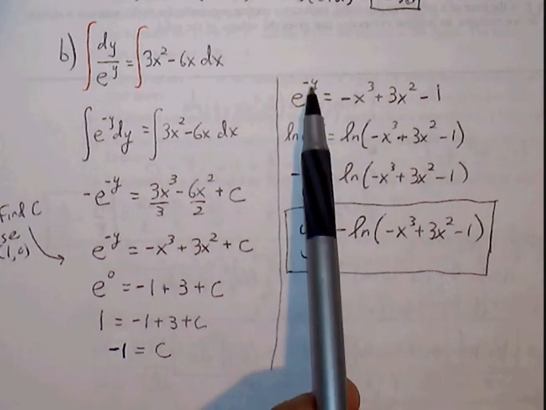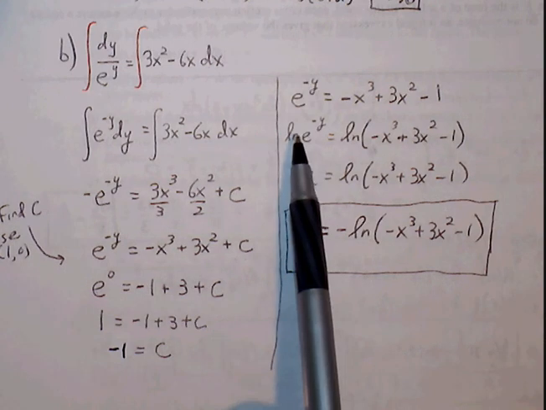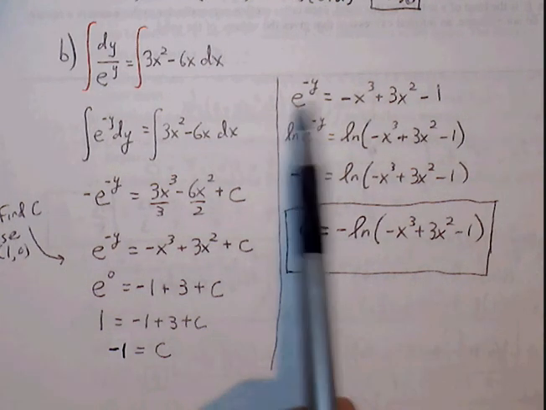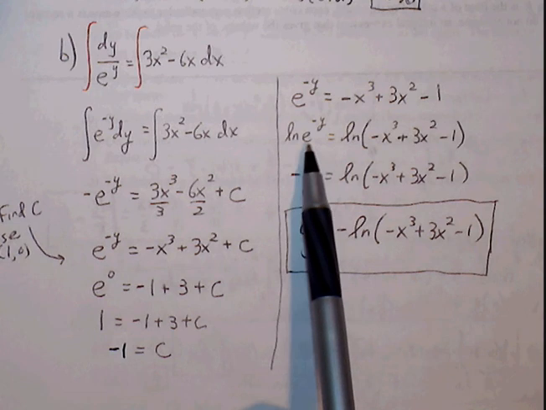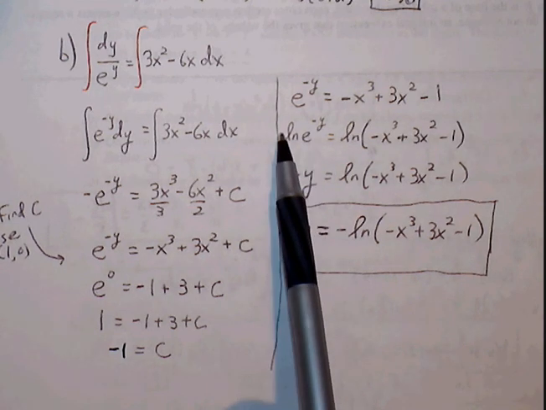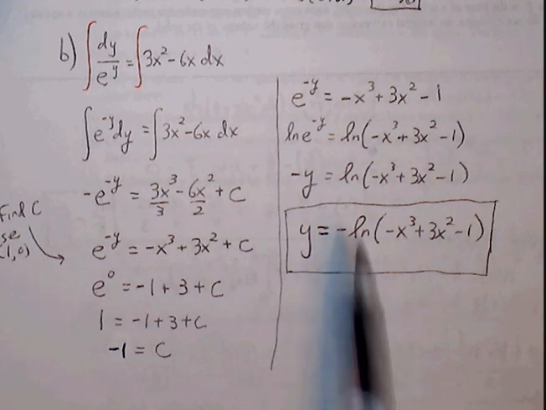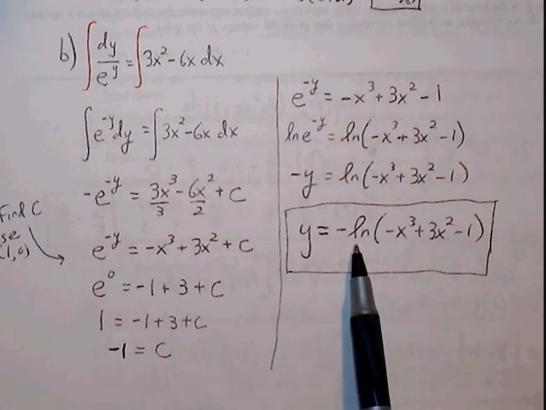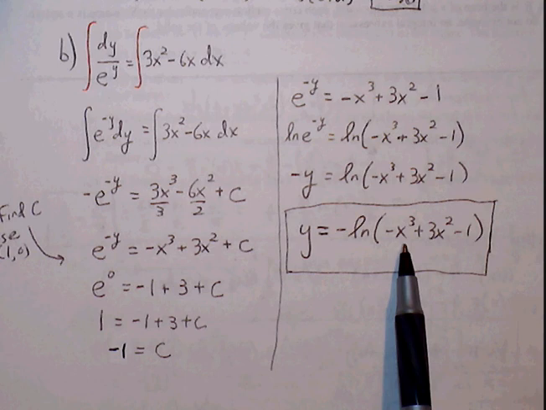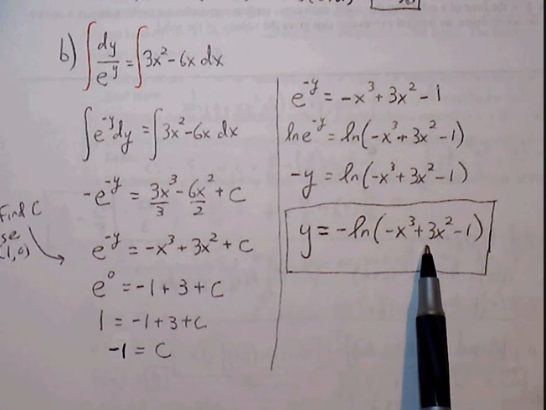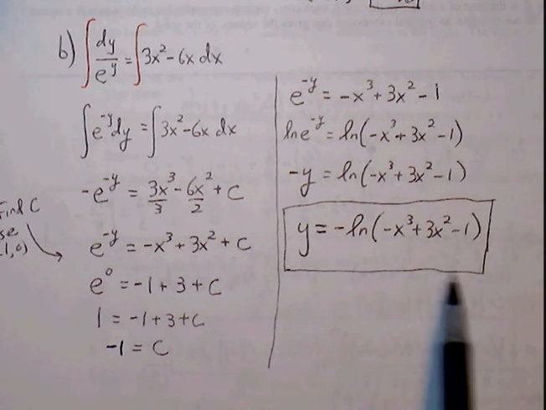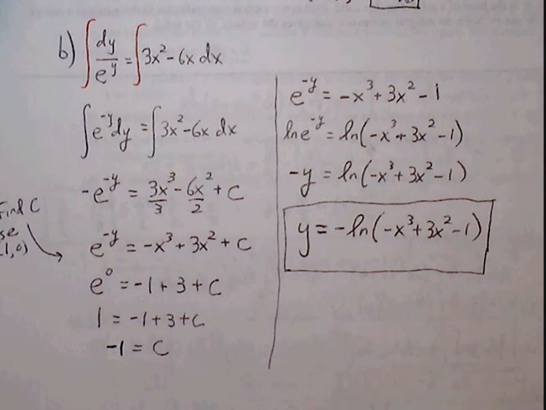Now I want to solve for y. I want to bring the y down from this exponent location. So I'm going to take natural log of both sides, the -y comes down, natural log of e goes away, and I can divide both sides by -1. And so y is equal to negative natural log of -x cubed plus 3x squared minus 1. So here we have our particular solution to our differential equation.